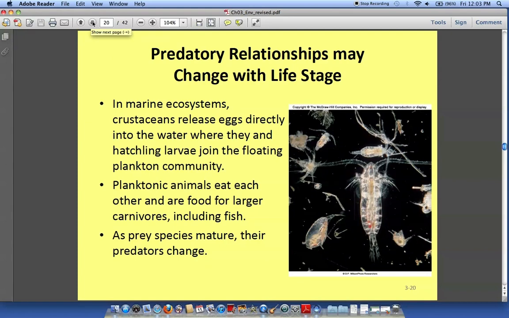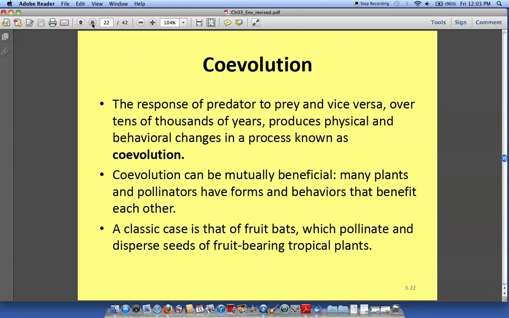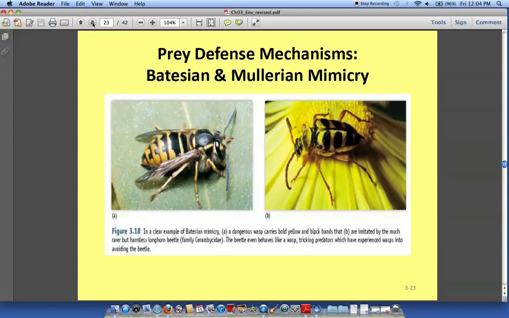Just some more types of relationships and adaptations. Like I said, chemicals are a big thing that organisms evolve. And usually organisms co-evolve. If a plant needs a specific type of animal for pollination, it will evolve, and then the animal or the specific organism that pollinates that plant will also evolve. So that's coevolution. There are also different types of mimicry, and this section talks about the mimicry.